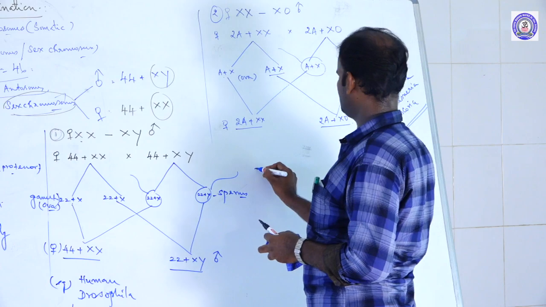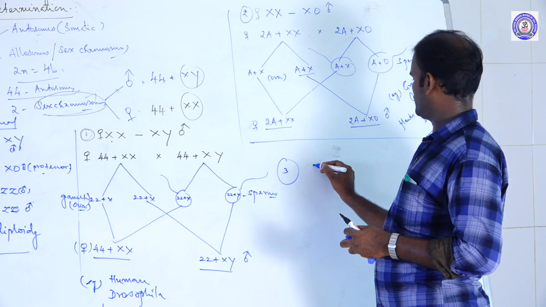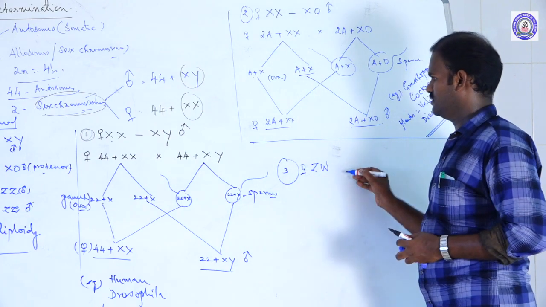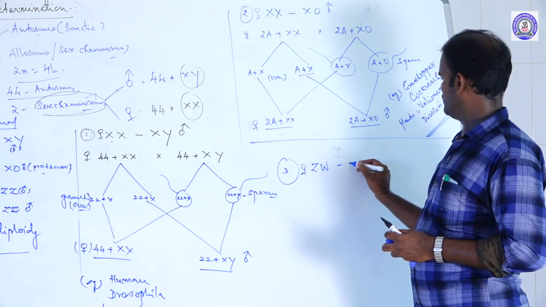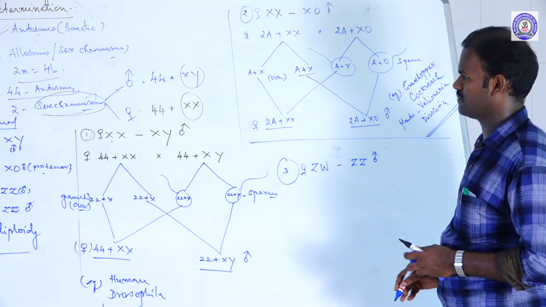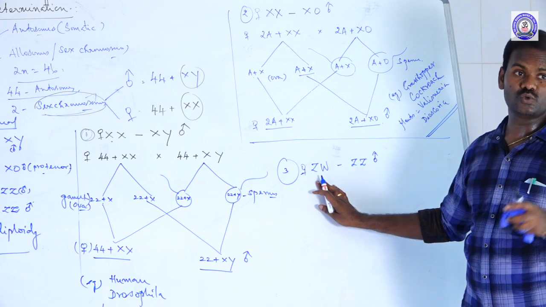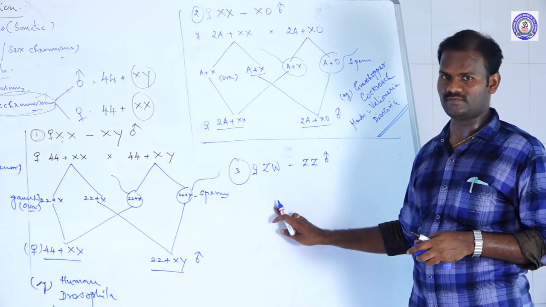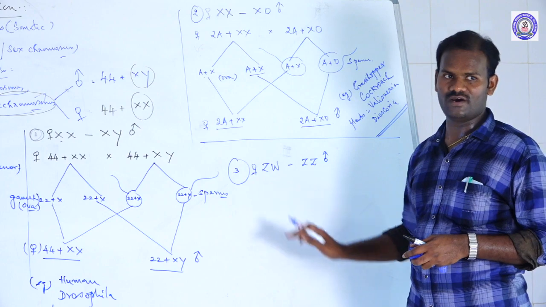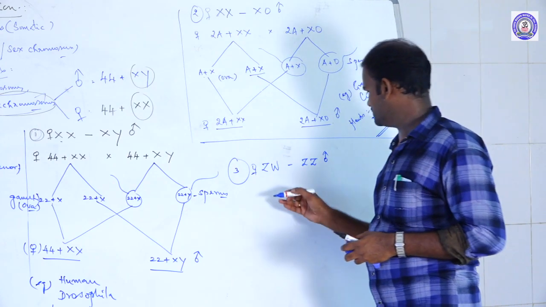Then the third type of sex determination is ZW. ZW is female, ZZ is male. Female is heterogametic here. There are two types of gametes possible in this type. ZW is heterogametic, so two different gametes, I mean ova, are formed. Here male is homogametic, only one type of sperm is possible.